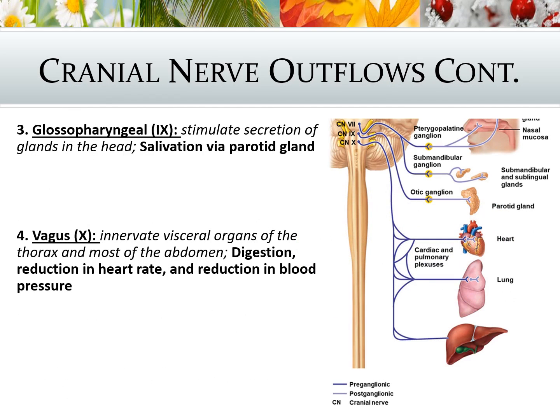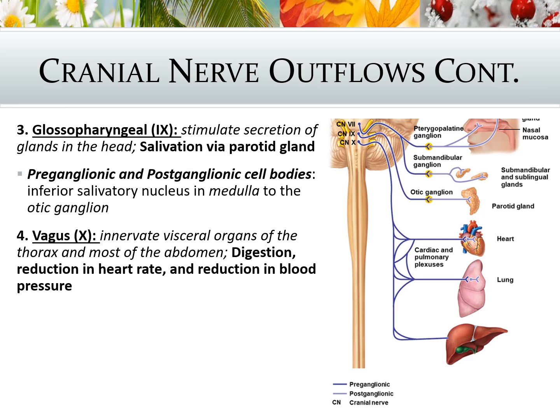So the glossopharyngeal nerve, or cranial nerve 9, is going to stimulate secretion of another salivary gland, the parotid gland. The preganglionic neurons come from the medulla of the brainstem to the otic ganglion, and then the postganglionic fibers go out to the parotid gland.